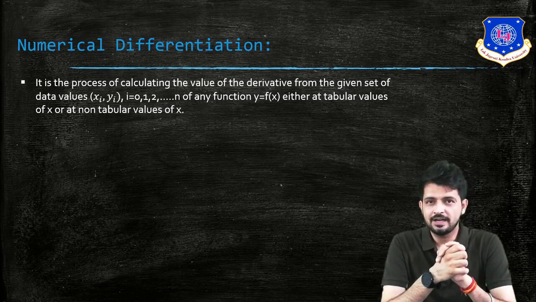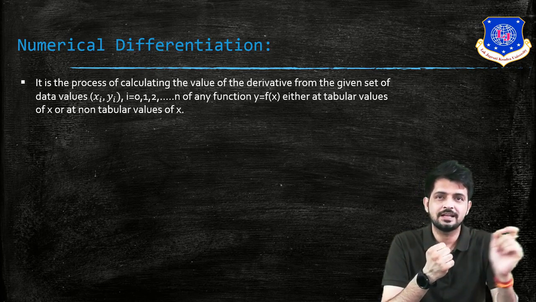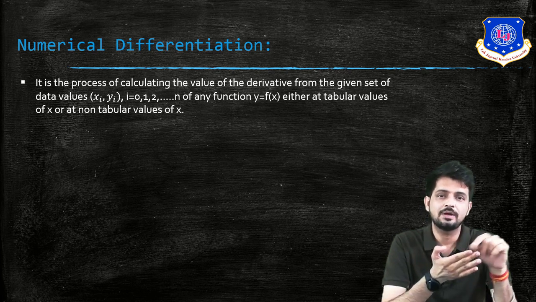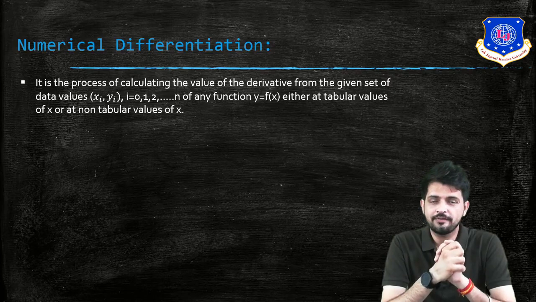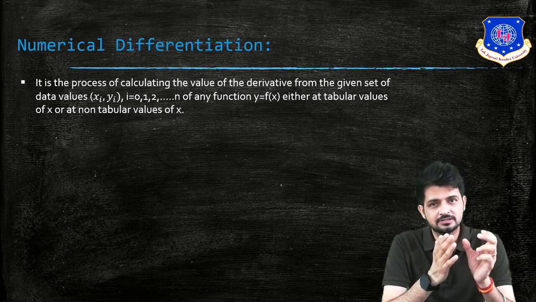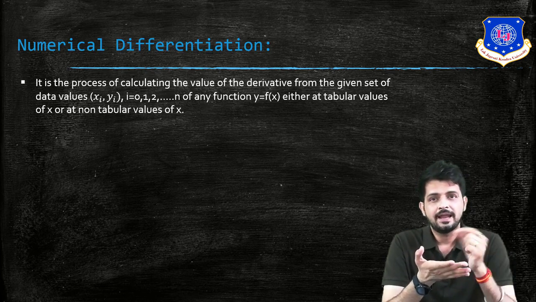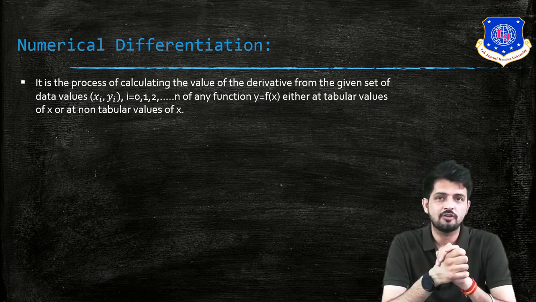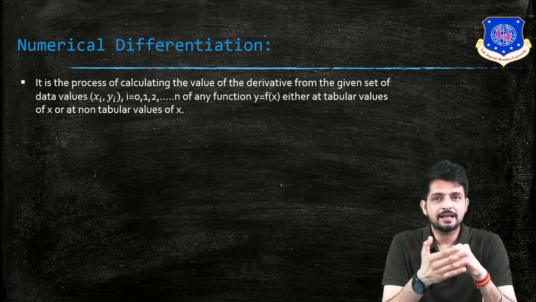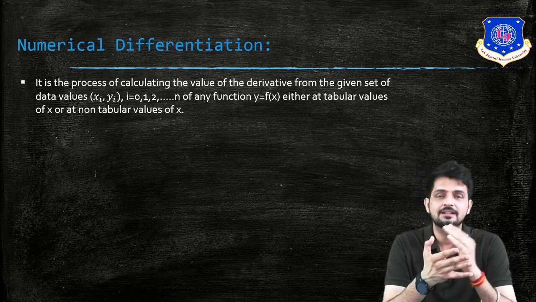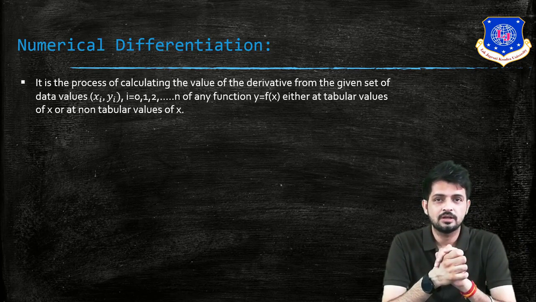Now the given set of data values will be x0, x1, x2, x3 and so on, and for that corresponding values of y will be y0, y1, y2, y3 and so on, and y is equal to f of x function will be given. Now we have to find the derivative of the given function at different values of x, and that values of x can be tabular as well as non-tabular. Now what is the meaning of tabular? The values of x that are given in the table are known as tabular values, and the values of x that are not given in the table are known as non-tabular. So for all values we can find the derivative.